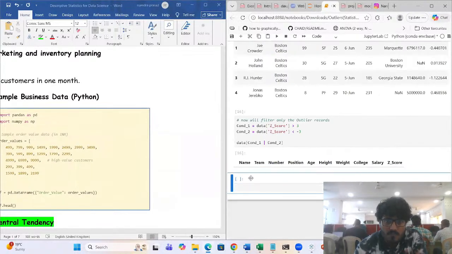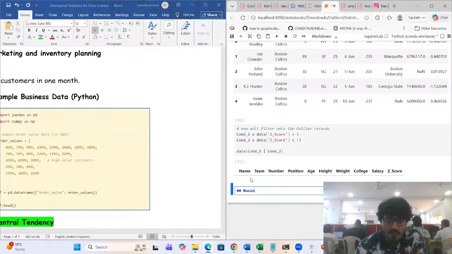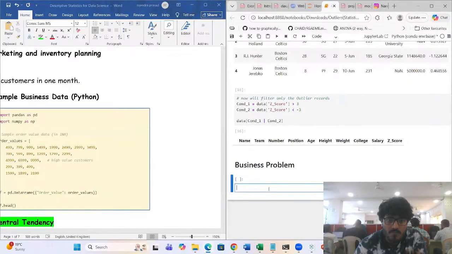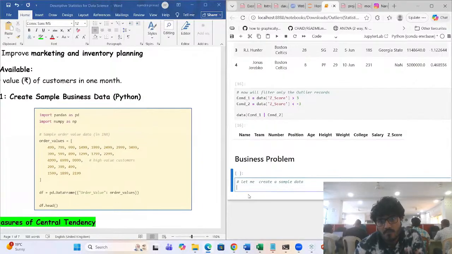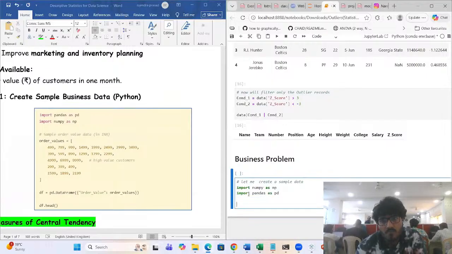So here we are going to address the business problem. Let me create a sample data first. So what is the sample data, guys? First, import numpy as np and import pandas as pd. And let me create a list of order values, that is order_values equals what are the values?